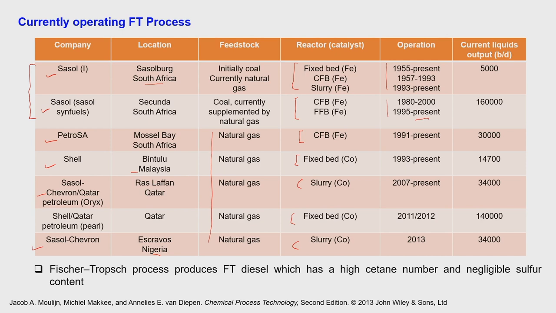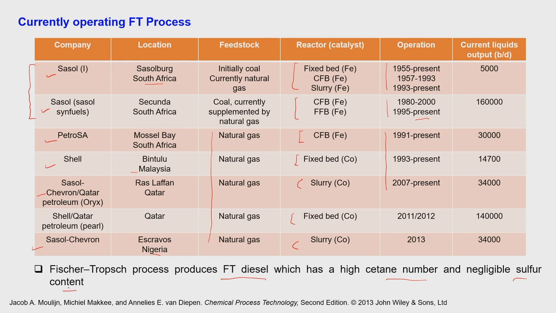As for operation, many are present till now, from 1955, 1980, 2000, and 1995. The Sasol based synthetic fuels are all available, and Petro SA, Shell, Sasol, Chevron are all available. The current liquid output is around 5000 barrels per day, then 160,000 barrels per day, 30,000 barrels per day. When I am talking about this liquid, I am talking about primarily gasoline. That's what I have written as a keyword here: the Fischer-Tropsch process produces Fischer-Tropsch diesel, which has a high cetane number and a negligible sulfur content.